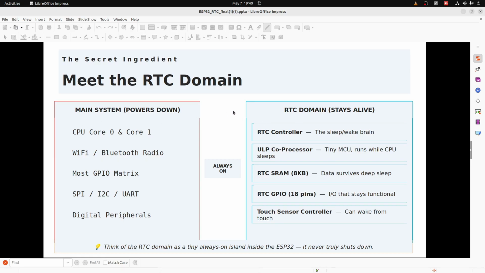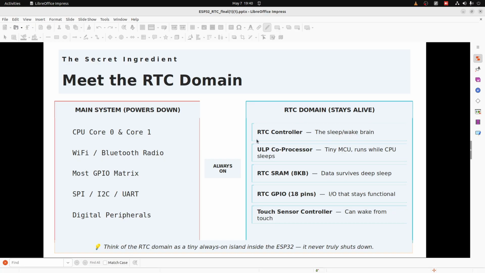The main system, that is everything on the left, shuts down completely during the deep sleep. The CPU cores, Wi-Fi, Bluetooth, most of the GPIO matrix, SPI, I2C, UART, all of it goes off. But then there is a second zone, the RTC domain, on the right side. And this zone, it never truly shuts down.